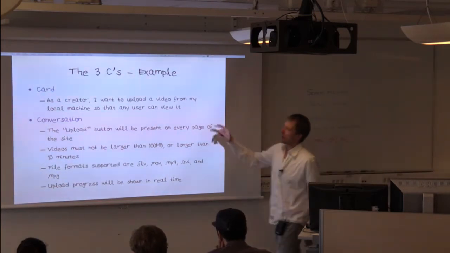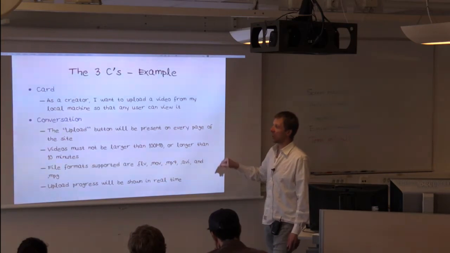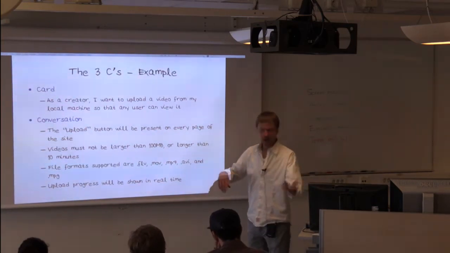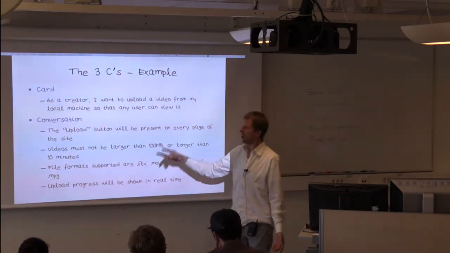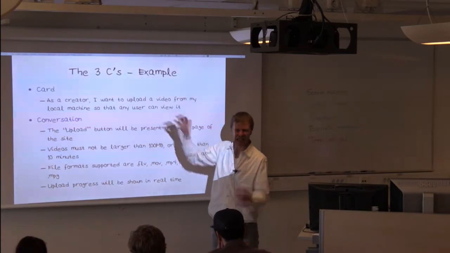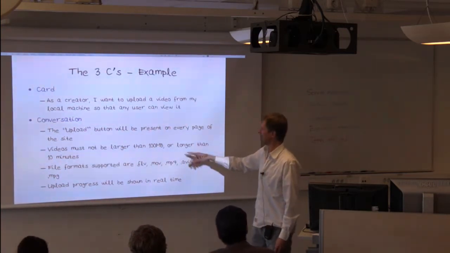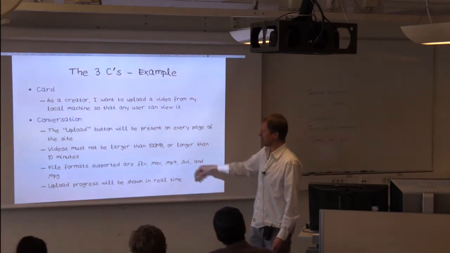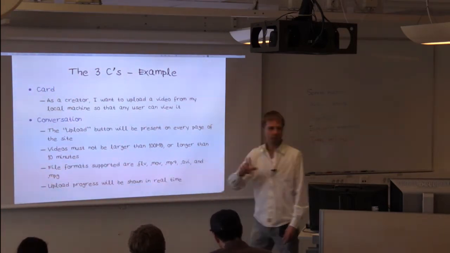So example here, the card: as a creator, I want to upload a video of my local machines so that any user can view it. The conversation with the product owner results in that the upload button should be present on every page of the site, not stated in the story. You want to keep this clean, clear, right? Videos might not be larger than a certain size or longer than 10 minutes, support certain file formats, and we need to show some progress bar.